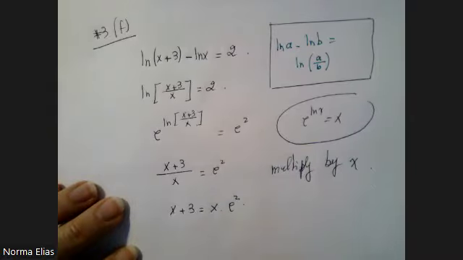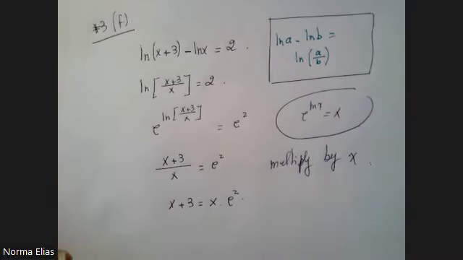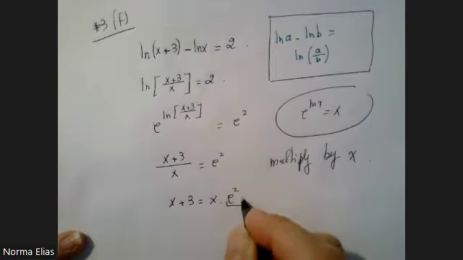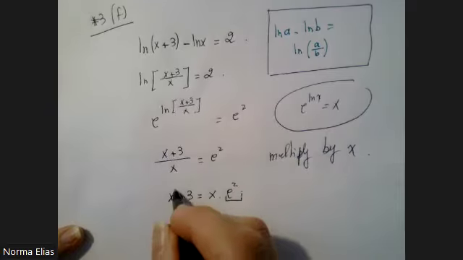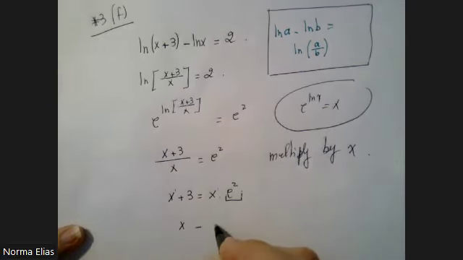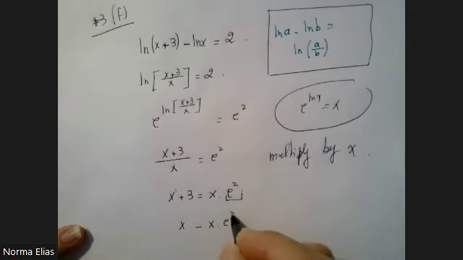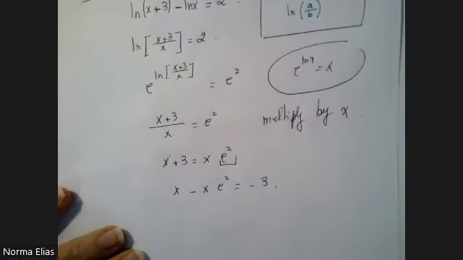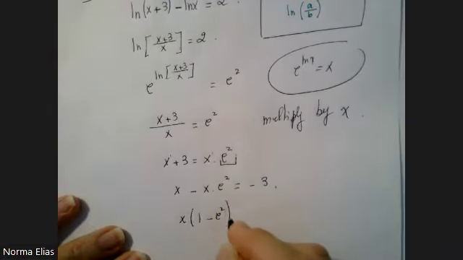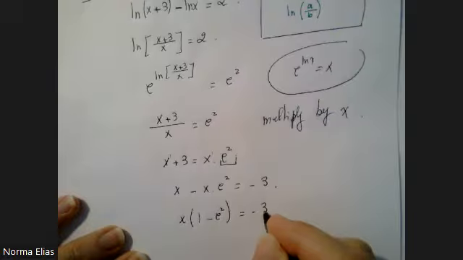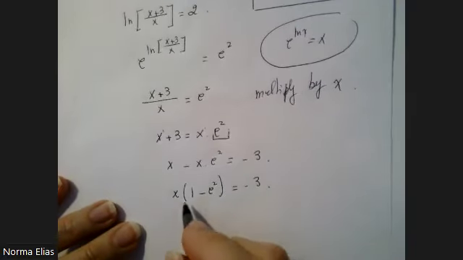And now I have to solve for x. So we have to put the x's together. Remember, e squared is a number, it is not a variable. So to be able to solve for x, and this is linear because the power is 1, we isolate the x's. Equal to minus 3. Again, I need to solve for x. I factor it out. Equal minus 3. And now I divide.